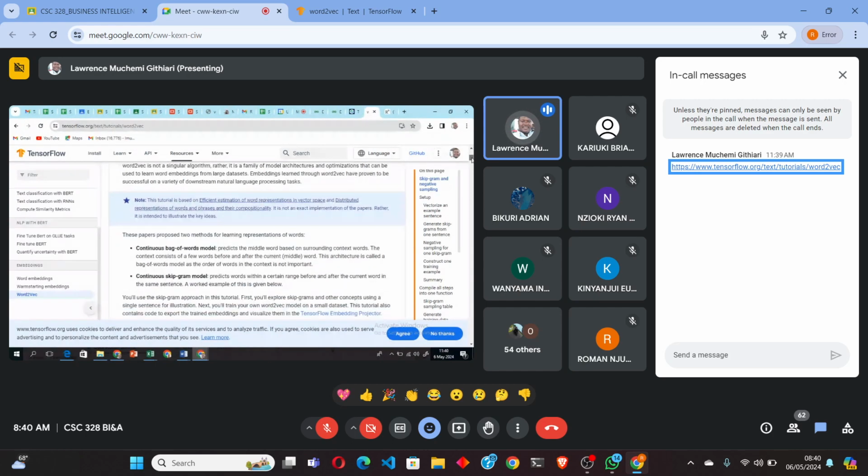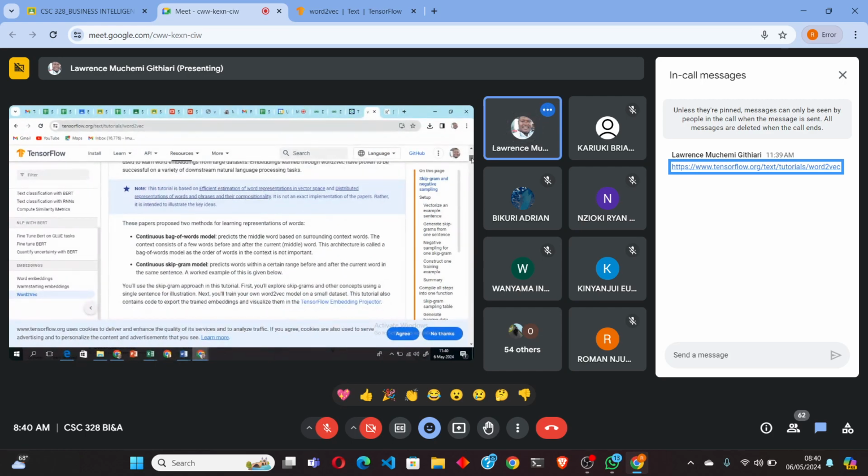Here they have given two papers. These papers propose two methods for learning representations of words. This one we saw last week, the CBOW and the skipgram. They are written as two separate papers, and you can read more about them. For example, the CBOW we saw last week was predicting the middle word based on the surrounding context.